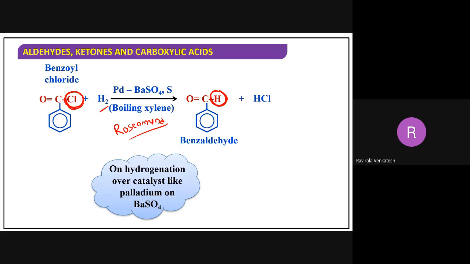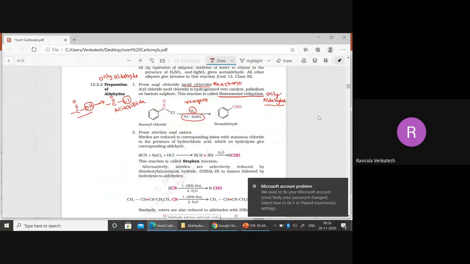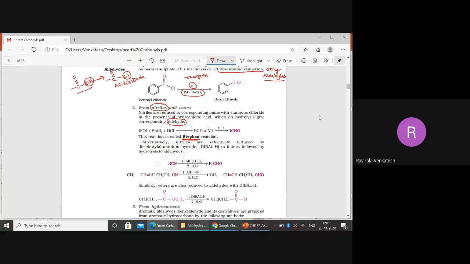Okay. Next, we will move to what? Next reaction. Stephen reaction. This is also very, very important. And here, what reactant are we taking? We are taking nitriles. Nitriles are converting only into aldehydes. Nitriles are converting into what here? Aldehydes. In the previous case, the Rosenmund reaction, acid chlorides are converted into aldehydes. Now, nitriles are converting into aldehydes.